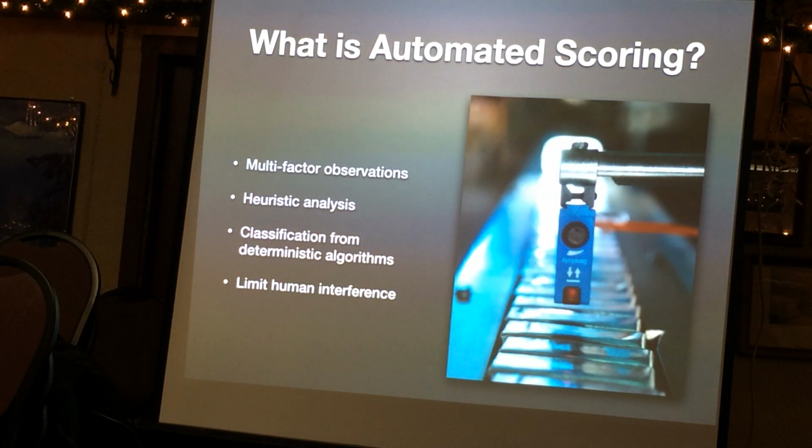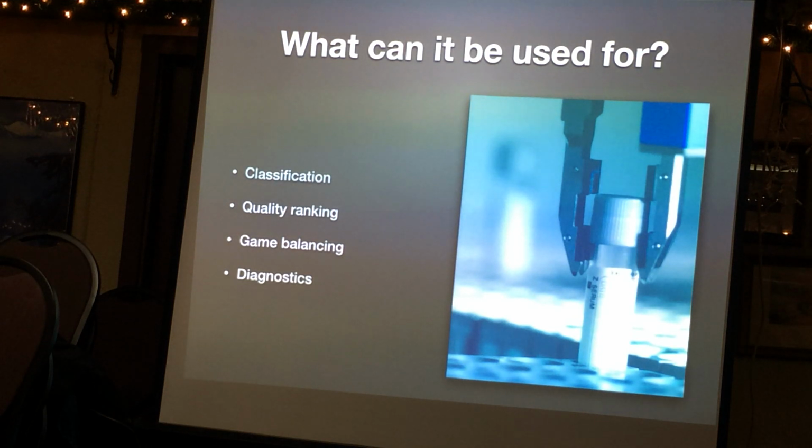It's multi-factor observations. So we're going to measure lots of different things. It's heuristic analysis, which we'll get into in a little more detail, but basically using experience to analyze things. It's classification from deterministic algorithms, which means that the same inputs result in the same outputs. And we're going to limit human interference because humans are erratic, right? So automated scoring. What can it be used for?